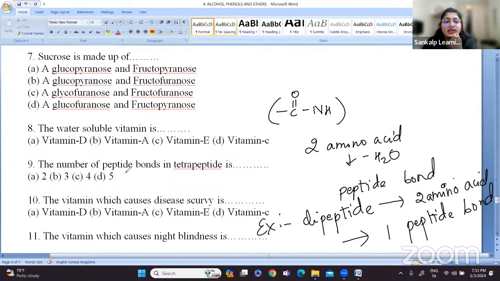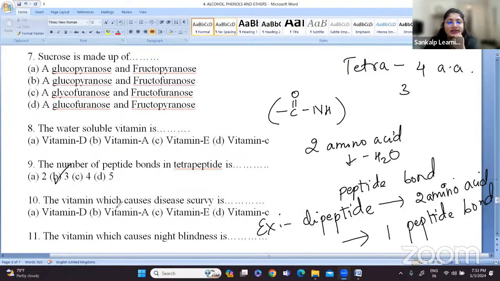Similarly, what they have asked is the number of peptide bonds in tetrapeptide. Tetra means four, so in a tetrapeptide, four amino acids will be present, but the number of peptide bonds will be three. So the option is B. B is the correct answer. Good, fine.